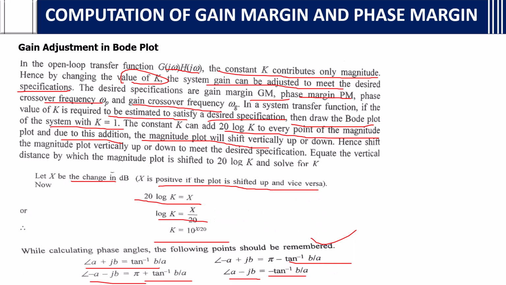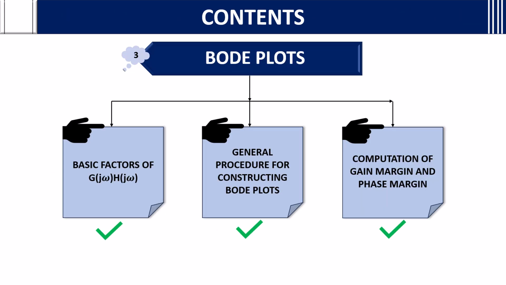With this, I stop the topic here. We are already done with the basic factors of G(j omega)H(j omega), the general procedure for constructing Bode plots, and computation of gain margin and phase margin. The problems related to the Bode plot I will do in a separate video. For this, I'll stop the video here. Computation of gain margin and phase margin was discussed in this video.